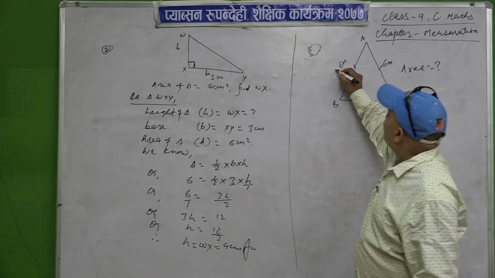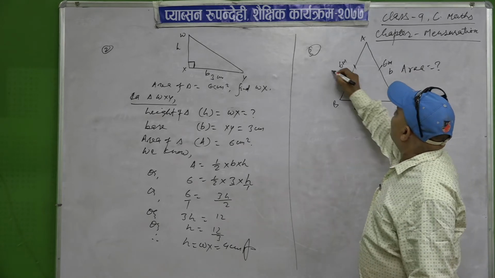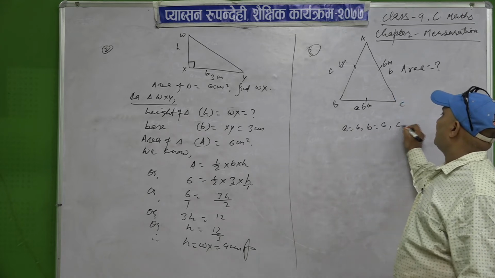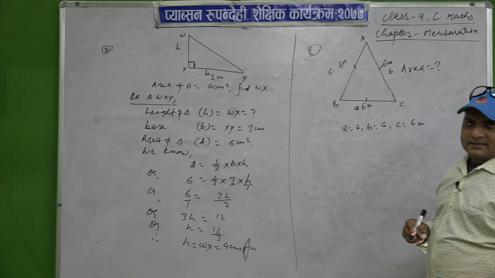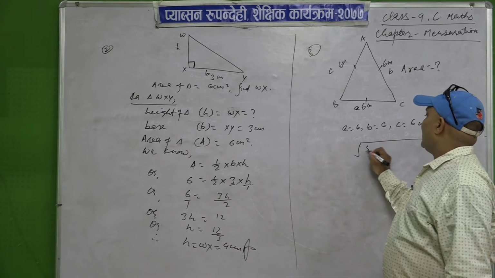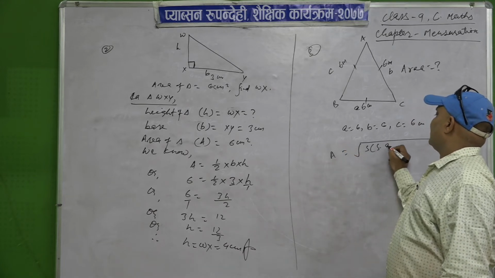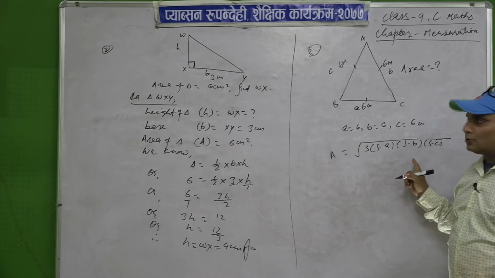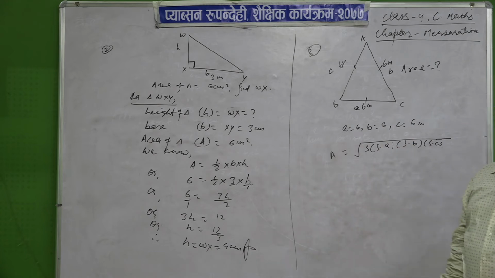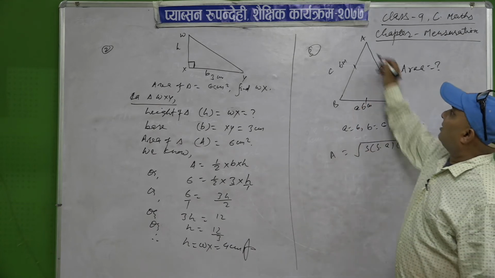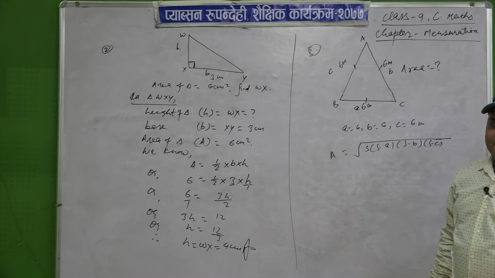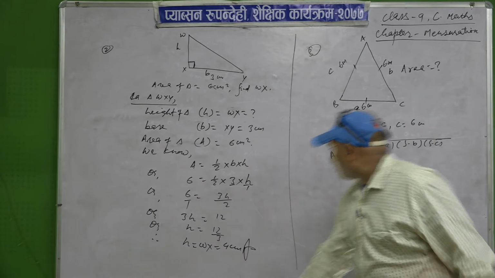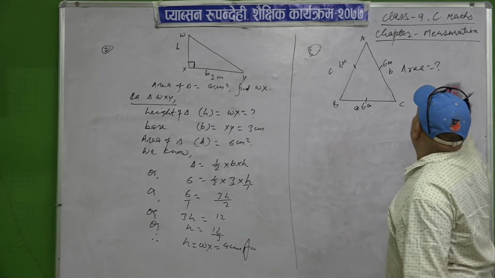First, suppose this is A, this is B, this is C. The value of A is given 6 centimeter, the value of B is given 6 centimeter, and value of C also given 6 centimeter. And then we can use the formula area is equal to root of S into S minus A, S minus B, and S minus C. By using this formula also we can find out area of this triangle, because all sides are given here, and each side is of 6 centimeter, 6 centimeter, and 6 centimeter. This is the first formula to use to find area.